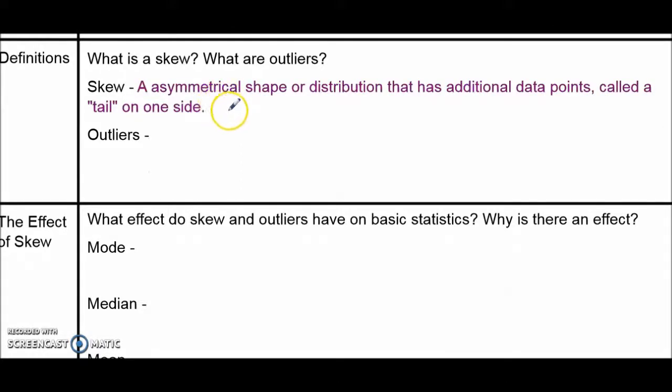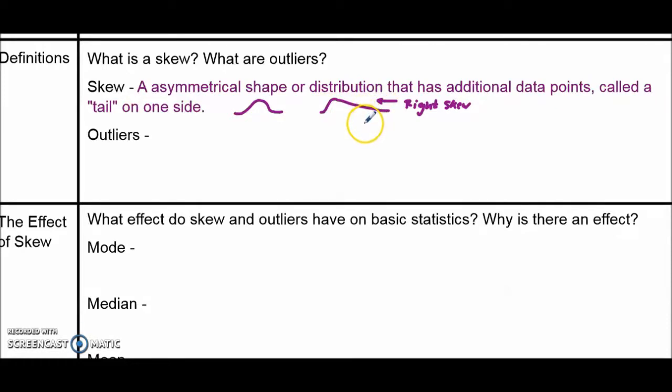So a skew is an asymmetrical shape or distribution that has additional data points, called a tail, on one side. For example, this right here is a distribution without a skew, but this right here is a distribution that has a skew. We would call this a right skew because the tail is on the right side. Now, anytime a distribution has some extra data points on one side, you can say that it's skewed.